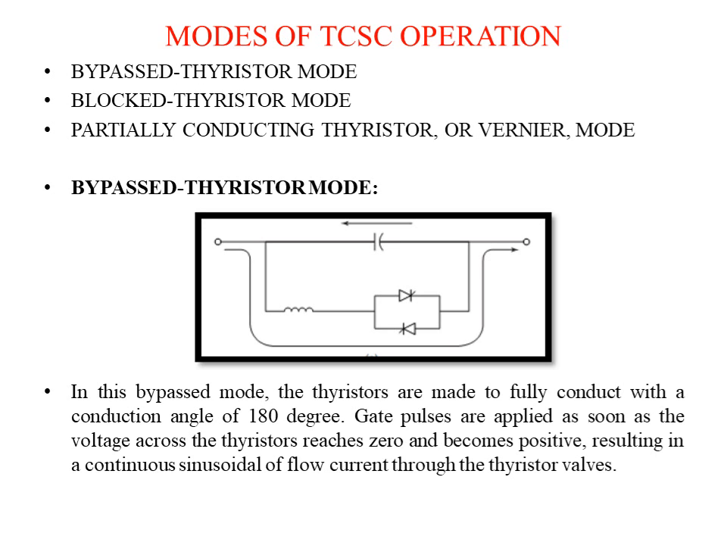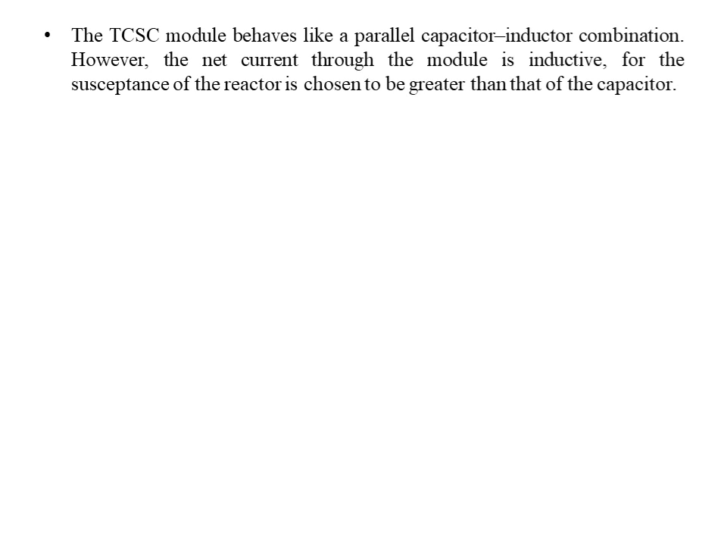Here the thyristors are given the gate pulses. As soon as the gate pulses are given, it goes into on condition, and due to which the current flows from source to load through this parallel thyristor branch, and from load back to source, as shown by the arrow over here. The TCSC module behaves like a parallel capacitor inductor combination.